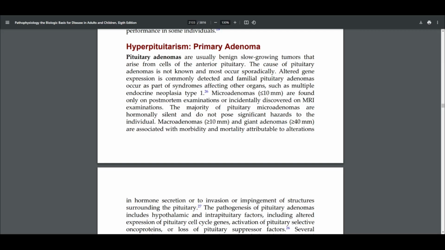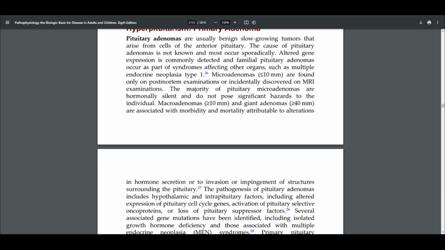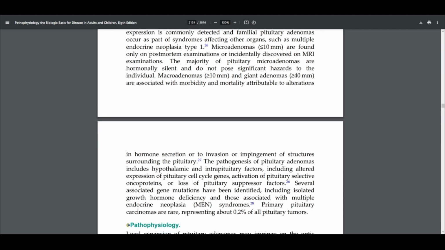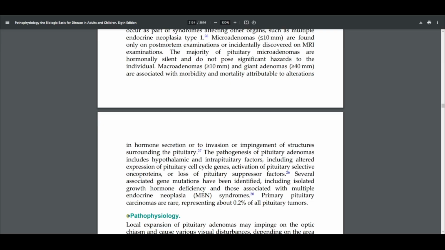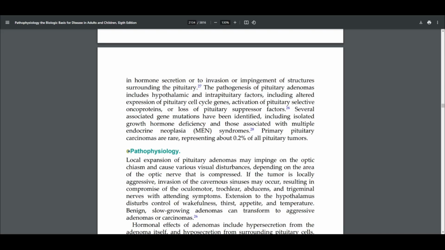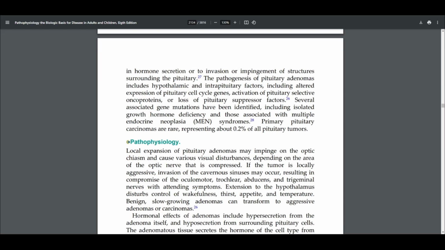Microadenomas are found only on post-mortem examination or incidentally discovered on MRI exams. The majority of pituitary microadenomas are hormonally silent and do not pose significant hazards to the individual. Macroadenomas and giant adenomas are associated with morbidity and mortality attributable to alterations in hormone secretion or to invasion or impingement of structures surrounding the pituitary.